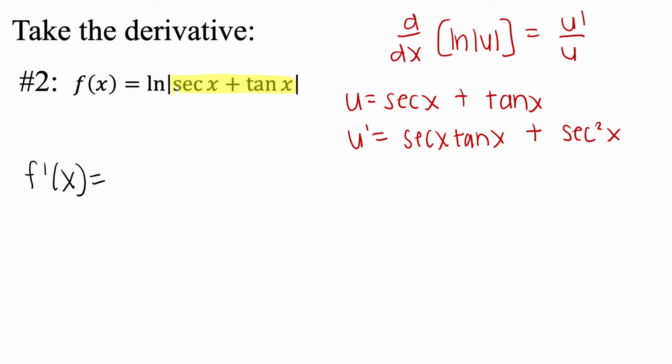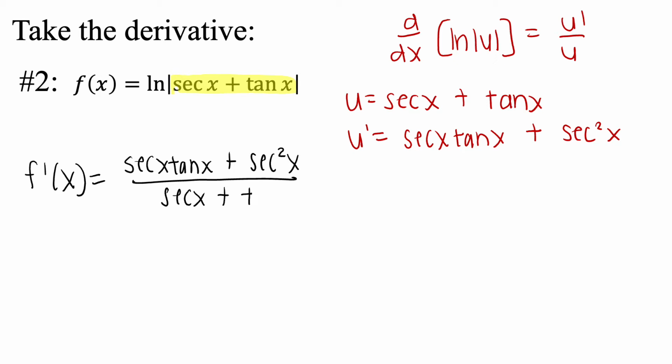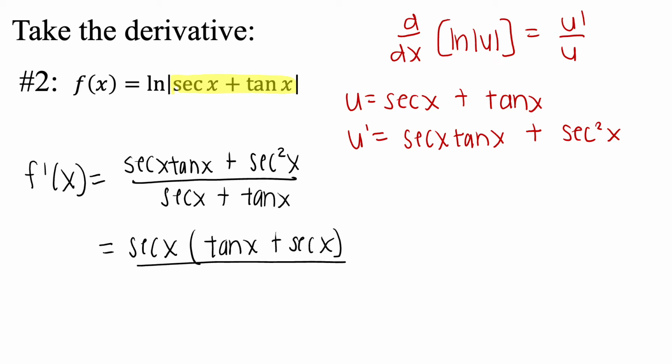by filling in our u prime over u. So this would be secant of x tangent of x plus secant squared of x all over our original u, which was secant of x plus tangent of x. Now I'm going to look at this function, and I'm actually going to simplify my numerator by taking a secant of x out. So this becomes secant of x, and I'm left with tangent of x plus secant of x over, and I'm going to write my secant of x plus tangent of x denominator flipped, so it's tangent of x plus secant of x, and we're allowed to do that because addition is commutative.